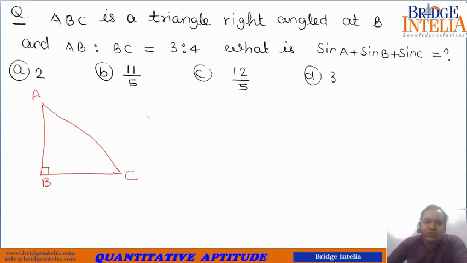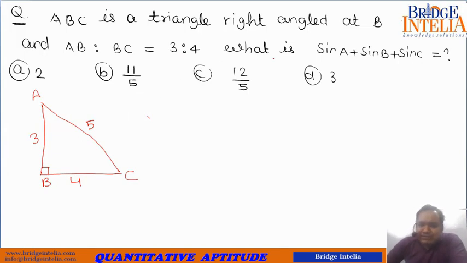What else is told to us? AB is to BC is equal to 3:4. So we can assume 3 and 4 units. I am not saying these are the actual 3 and 4, but these are simple indicative values, because this entire thing is in terms of ratio. We are not bothered about the real values; we are bothered about the ratios. So we can safely assume this to be 3, this to be 4. And applying Pythagoras theorem, you can easily understand that this will come out to be equal to 5. Now we have assumed the values of all the three sides.